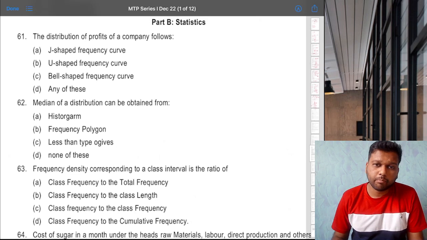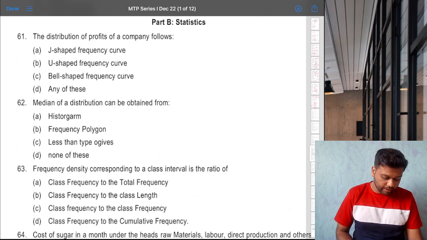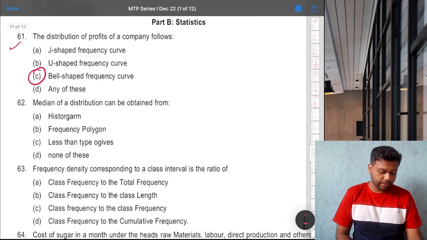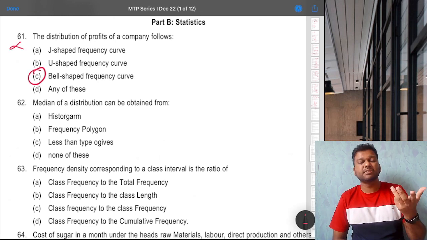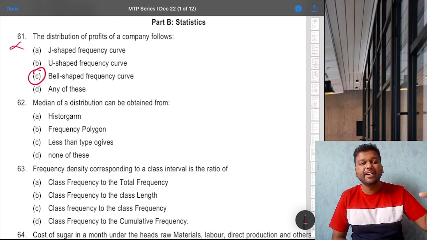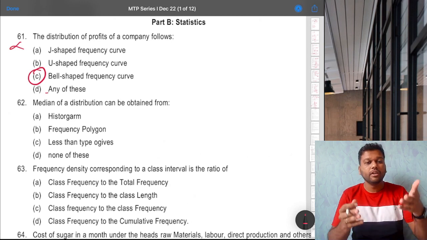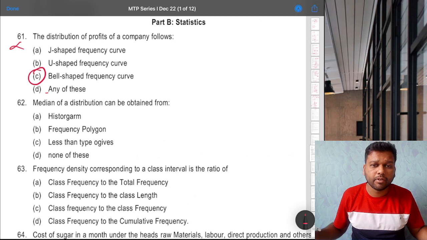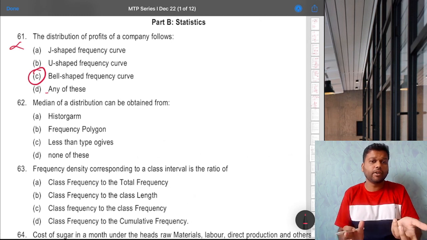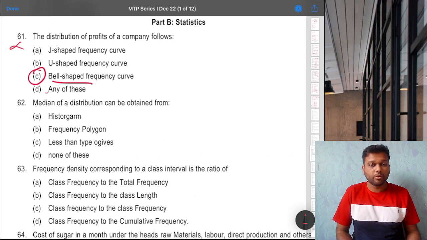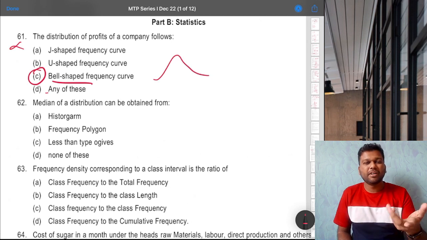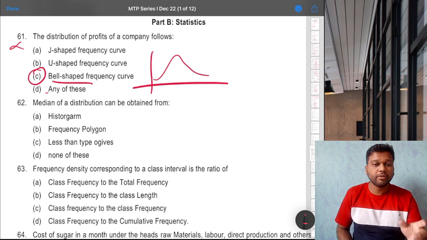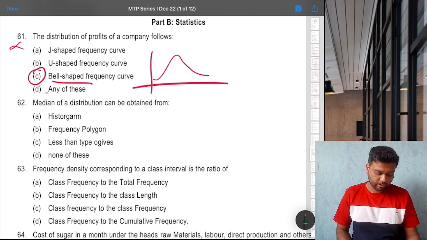Distribution of profits of a company follows. Now as per module it is bell-shaped curve, however the question is wrong. Okay, distribution of profits of a company, it can follow any distribution, right? Any of these, or not even any of these, it can follow any shape. So they may increase, decrease, whatever. We don't know that it is bell-shaped only like this, but fine. As per module it is bell-shaped, so exam also take bell-shaped, don't forget.